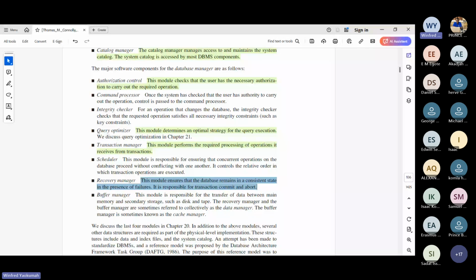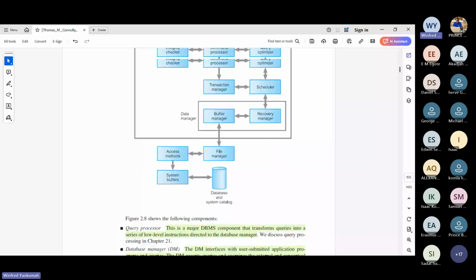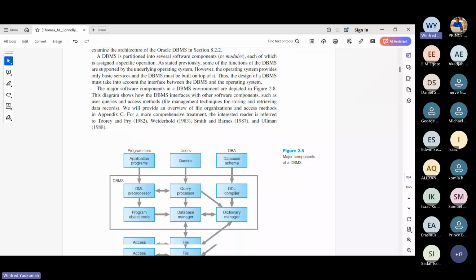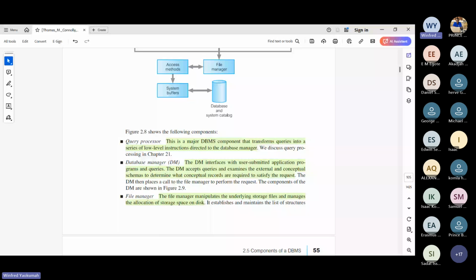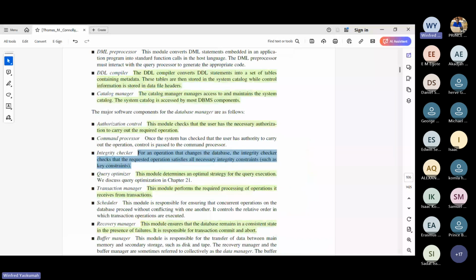So you will see that the write-ups on these diagrams are presented over here, one after the other. When we were even looking at the conceptual model, you remember we talked about integrity constraints. So there must be a component in the database that will take care of how that is set. So we have here integrity checker and so forth.